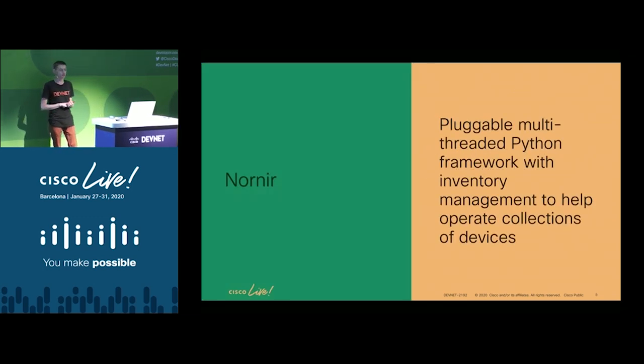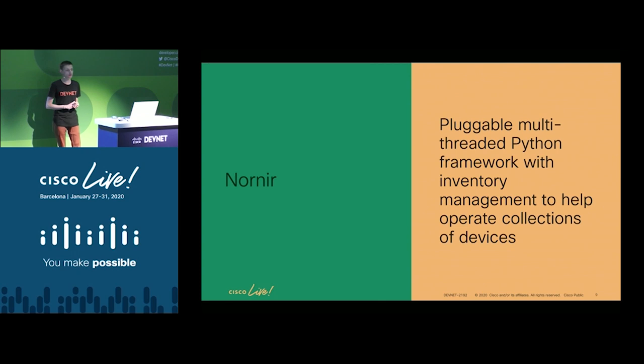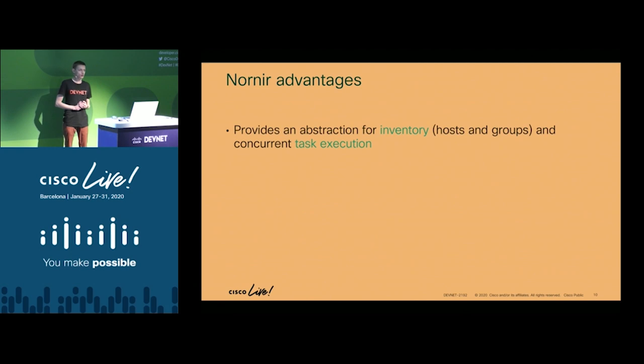Let's talk about some real network automation tools. So Nornir, this is how we present it: a pluggable, multi-threaded Python framework. And what it does for you is inventory management and concurrent tasks. Again, just to reiterate, the only thing that Nornir is doing for you is inventory management, which is hosts, groups, and your variables. You have group variables, which can be inherited by hosts and so on. And also concurrent task execution.